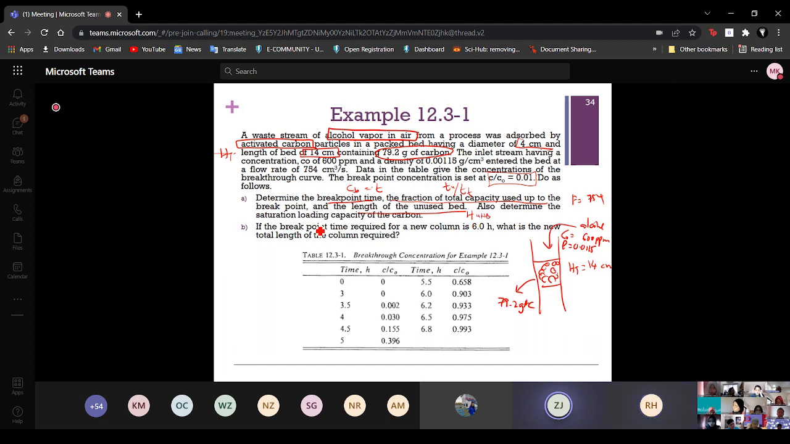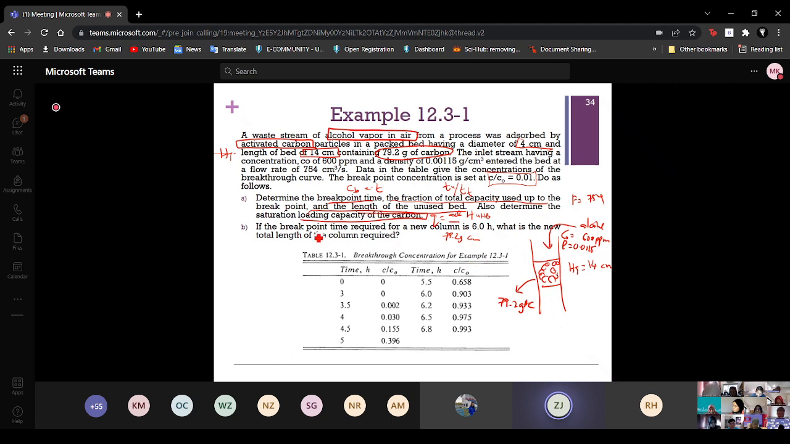Okay, also determine the saturation loading capacity. The saturation loading capacity means the Q. So how much of the adsorbate or the alcohol is adsorbed in 79.2 gram of carbon. How much can be adsorbed by 79.2 gram of activated carbon.